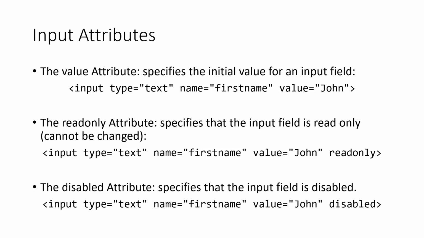Then the readonly attribute. That means, especially when you want to get the data and display it to the user, and let's say users are not supposed to change anything, you better put readonly. Then the disabled attribute specifies that the input field is disabled. So we have type text, name first name, value John, and we say disabled.